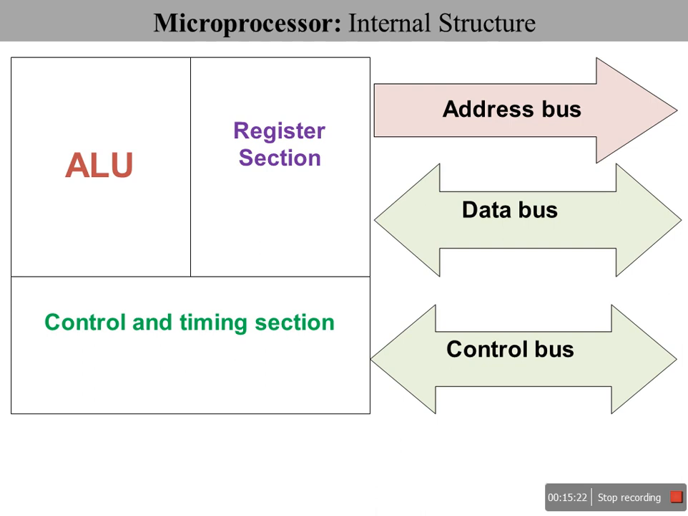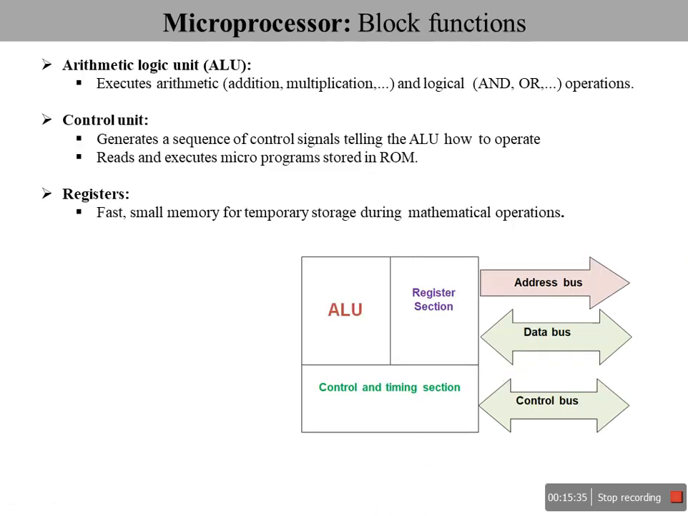Then, in order to communicate with the peripheral world, we have different buses called the address bus, data bus, and control bus. Okay, now let's see what each of these is. If you look at the arithmetic and logic unit, this is the first block. These three blocks are very important. This is only a generic and basic part. Different microprocessors will have this in different fashion.